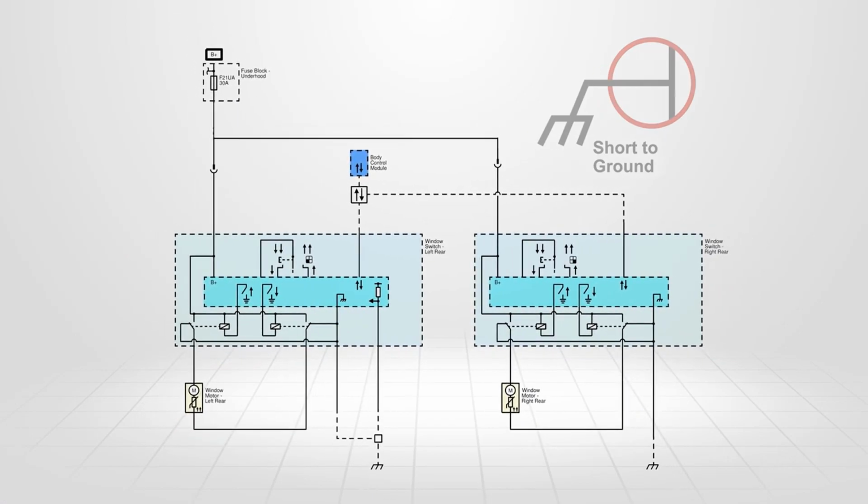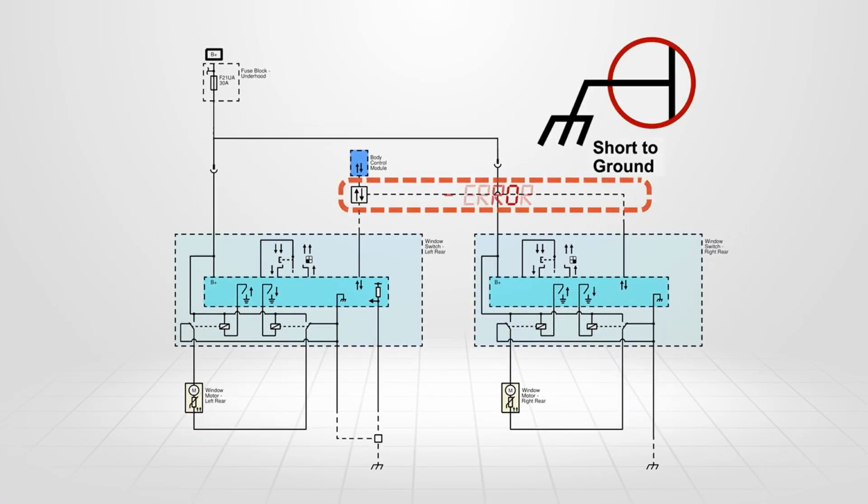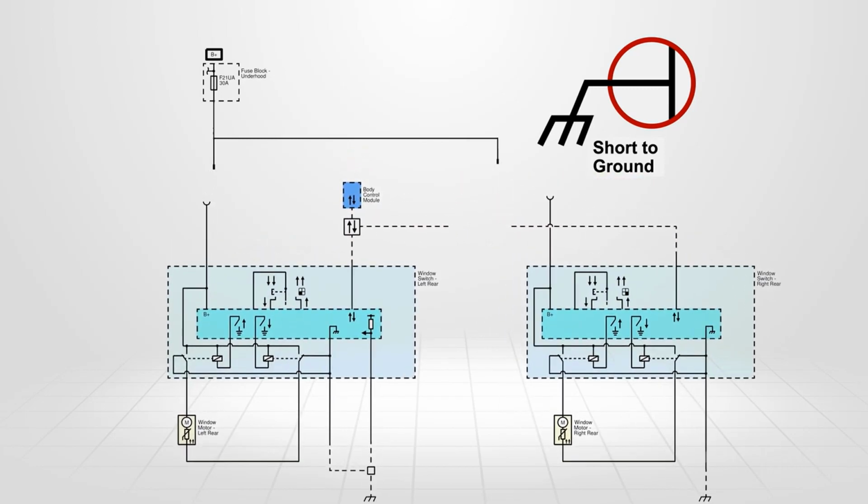A short to ground in the LIN bus can cause the system to fail or may cause errors within the circuit. It may be necessary to disconnect each slave in the system to help diagnose the fault.